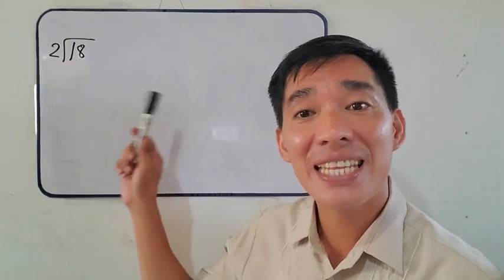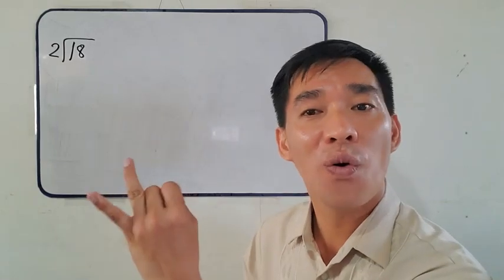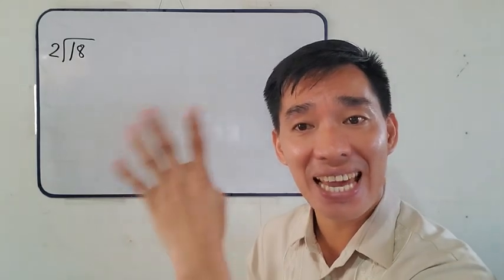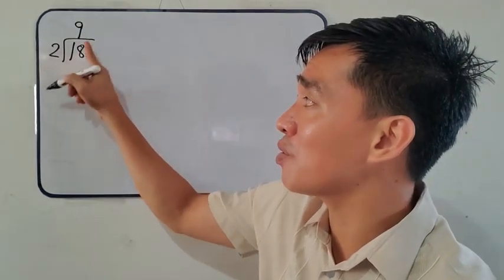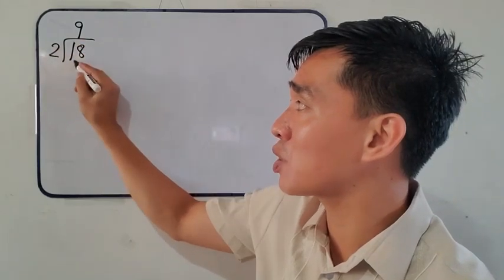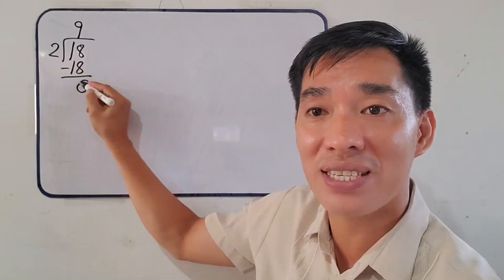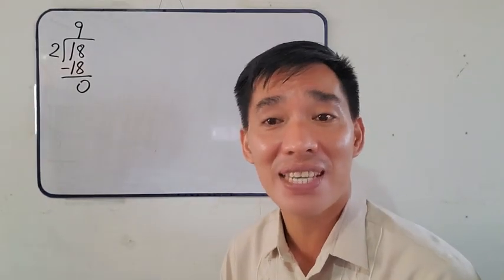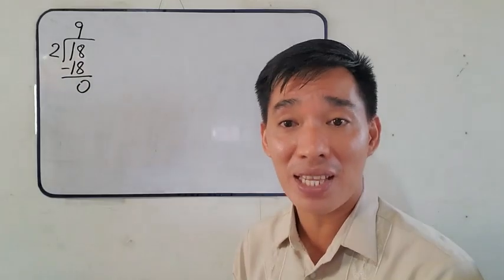So, 18 divided by 2: skip counting by 2, 4, 6, 8, 10, 12, 14, 16, 18. That's 9. So 18 divided by 2, the answer is 9. 9 times 2 is 18. If you subtract them, the answer is 0. So the remainder is 0. Because the remainder is 0, we can tell that 18 is divisible by 2.